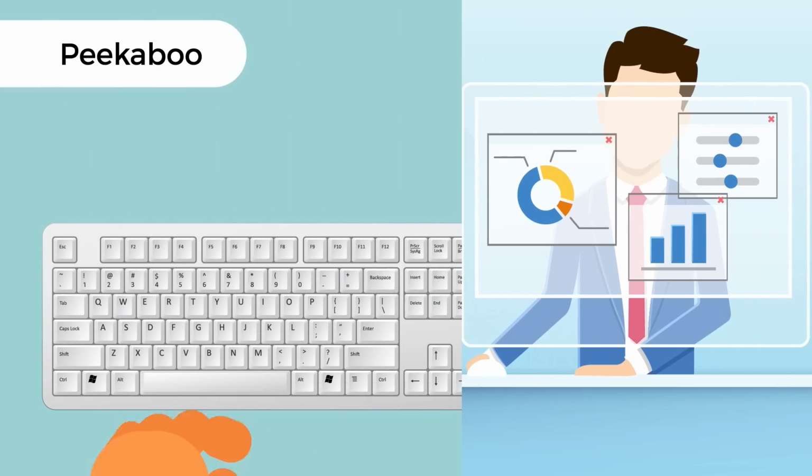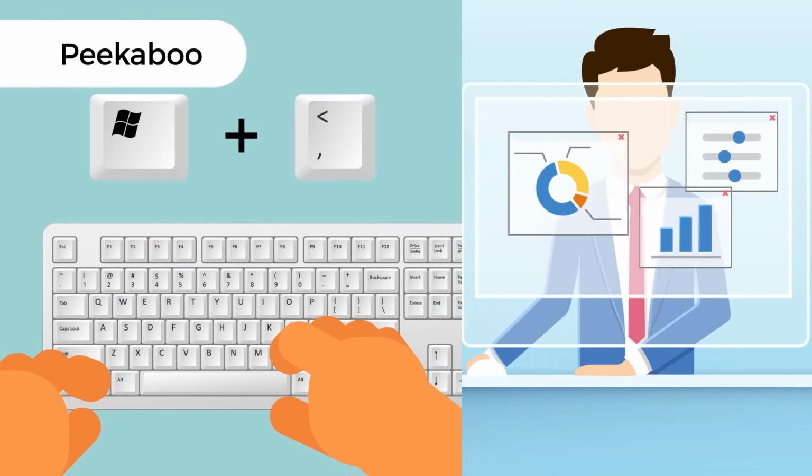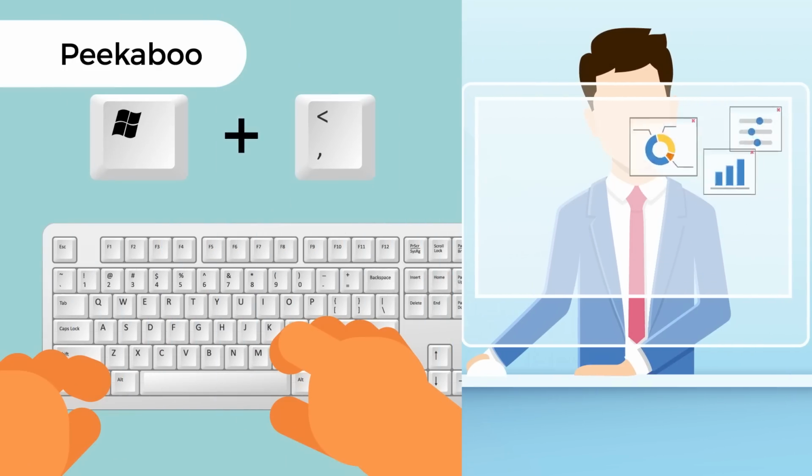Just press the Windows key plus the comma and it will let you look at the desktop. As soon as you release the keys, you'll be back to your Windows.